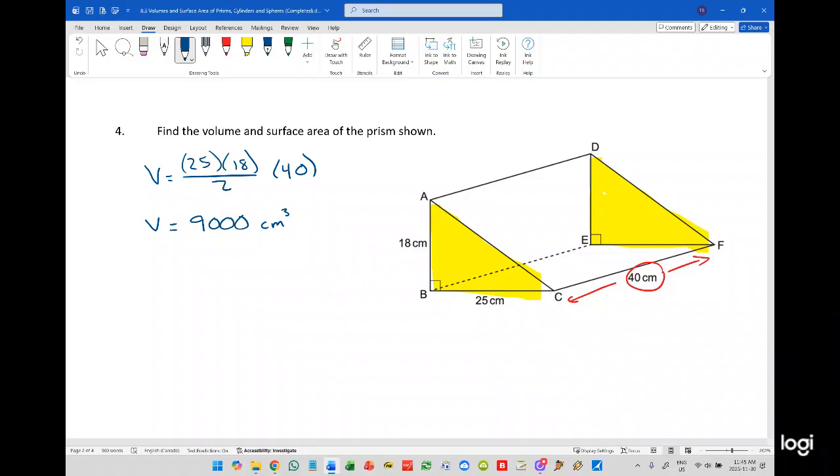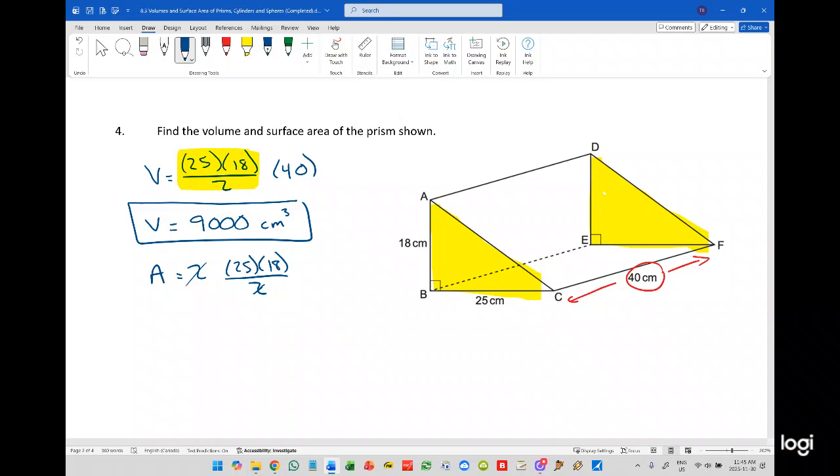Okay, now for surface area. For the surface area, we have 5 sides, so we need to find the areas of the ends. So the area of the triangle, we actually already solved. That was right here. That was the area of the triangular end. So we have 2 of those. And you'll notice that the 2's are going to cancel out.